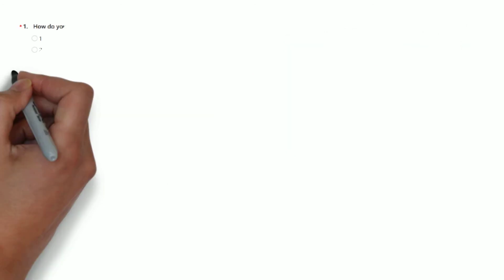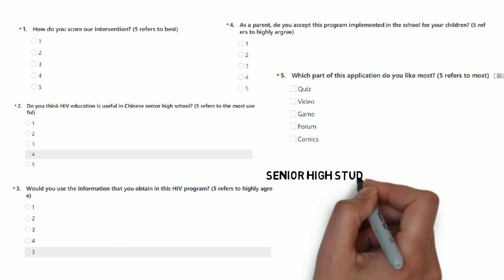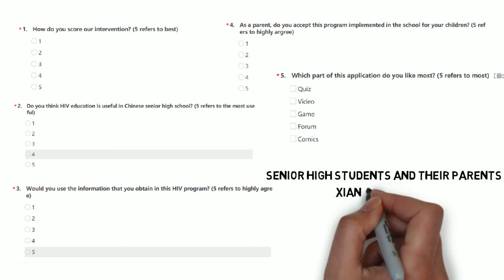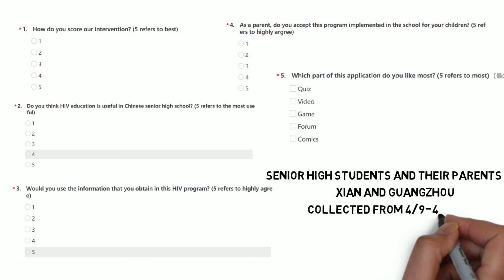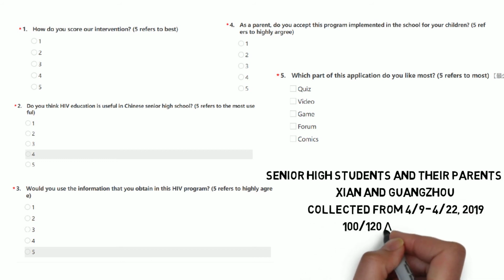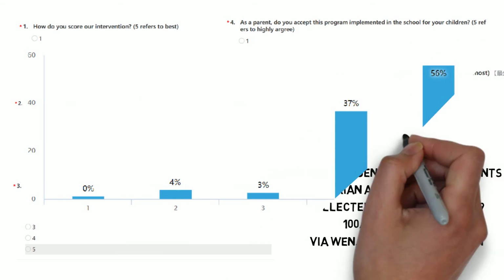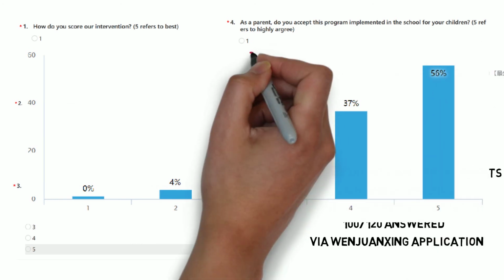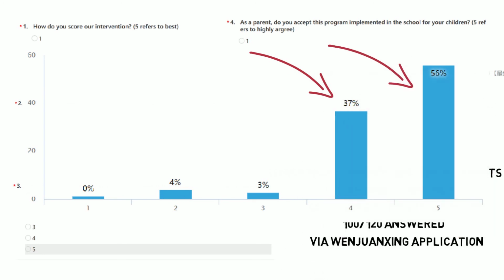We also conducted a questionnaire to get feedback on our intervention. The target groups were Chinese senior high school students aging from 14 to 18 years and their parents in Xi'an and Guangzhou. The questions included how this program would influence their HIV knowledge and the perceived effectiveness of our intervention. 120 questionnaires were sent out and 100 were collected. From the questionnaire, we found that respondents are very interested in our application. Majority of students and parents answered in a positive manner, scoring the app 4 out of 5, demonstrating the attractiveness and acceptability of our intervention in the Chinese population.